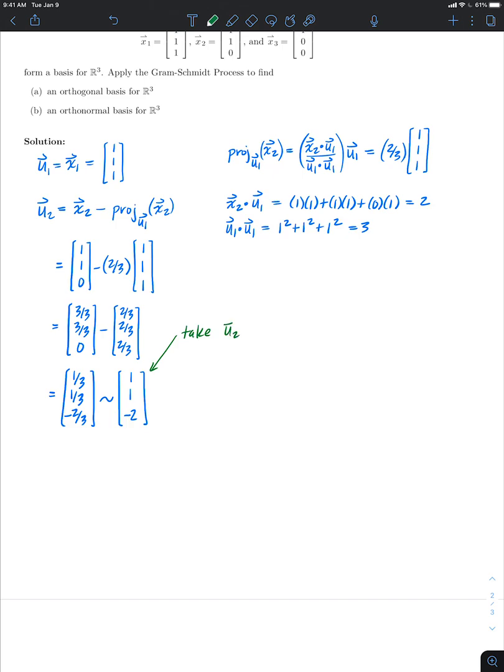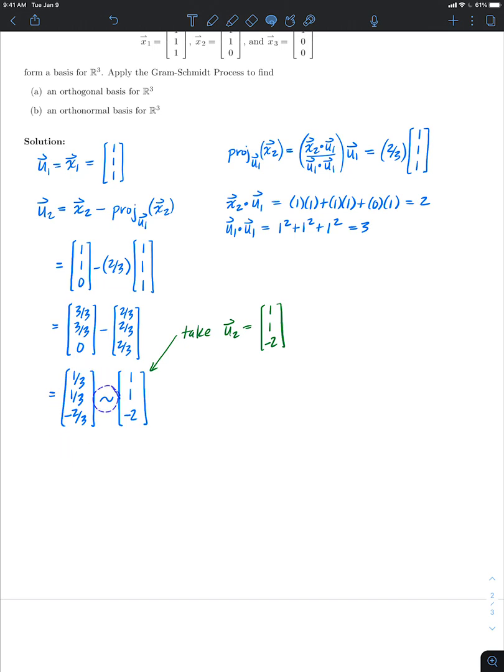So I'm going to take u2, instead of being 1/3, 1/3, negative 2/3, I'm going to take it to be 1, 1, negative 2, just because that will simplify the rest of the calculations. I'd rather project onto this vector than project onto this vector. Okay, but they're technically not equal.